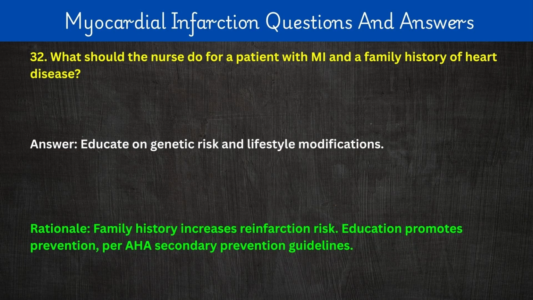32. What should the nurse do for a patient with MI and a family history of heart disease? Answer: educate on genetic risk and lifestyle modifications. Rationale: family history increases reinfarction risk. Education promotes prevention, per AHA secondary prevention guidelines.